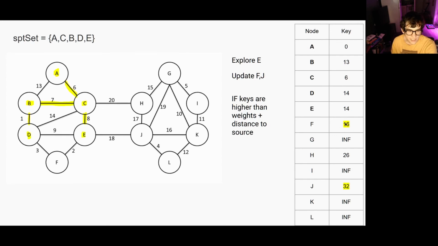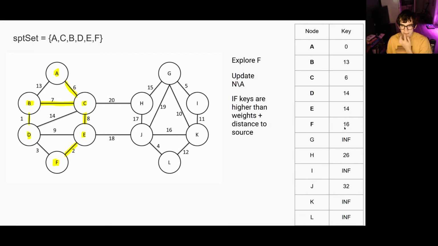Alright, looks like F is now 16, J is now 32. And if we look at this list, the next lowest distance is F, so we're going to explore that next. Alright, so we can now see we don't need to make any updates in F since there are no neighbors that are not already in the set.